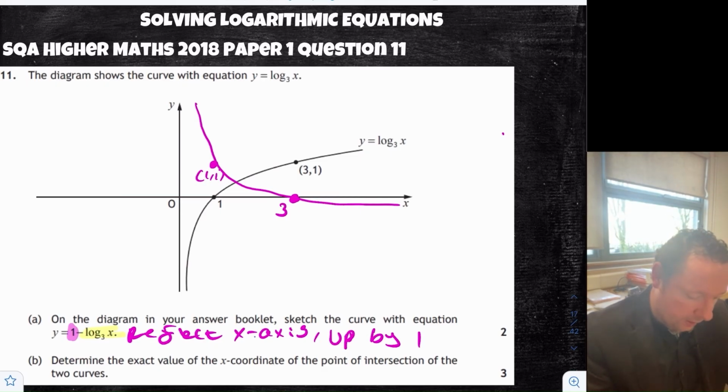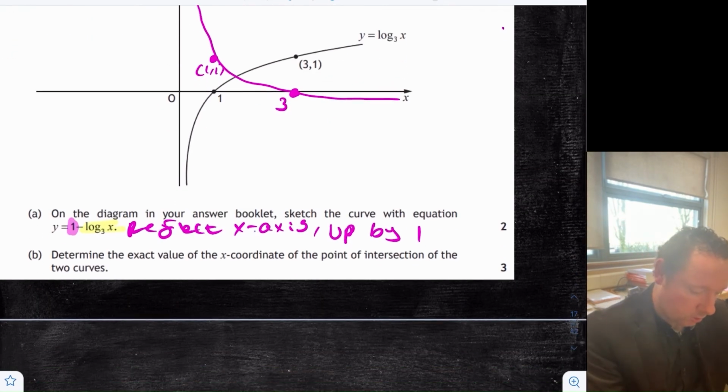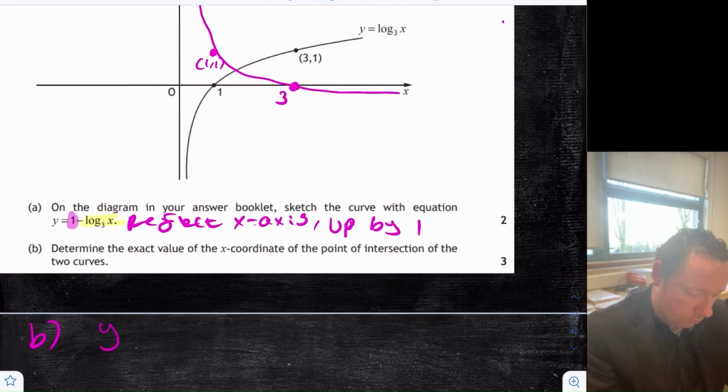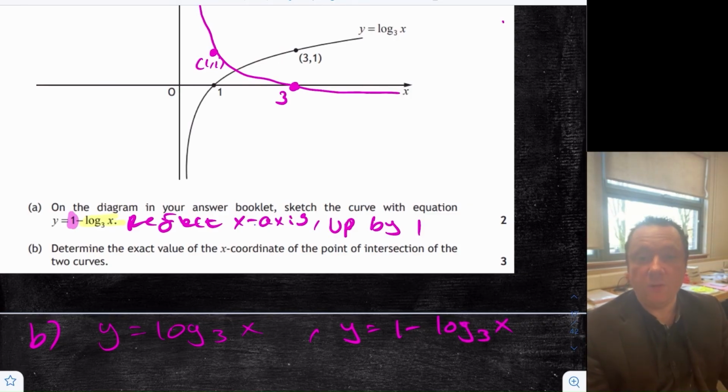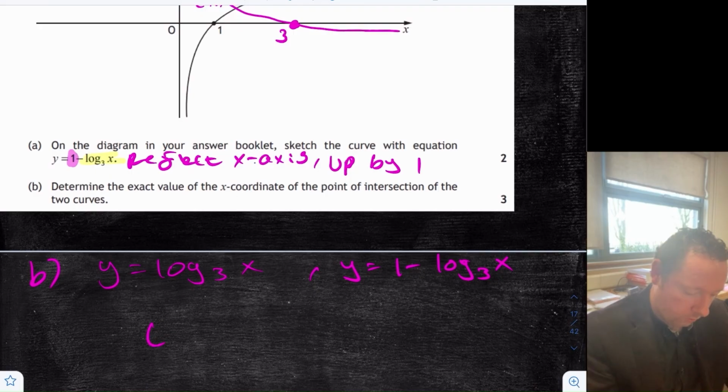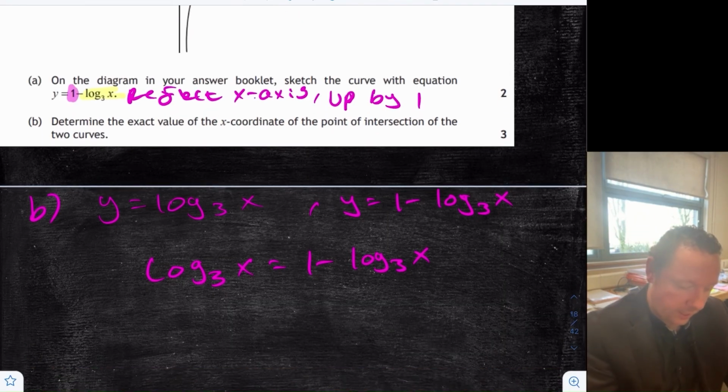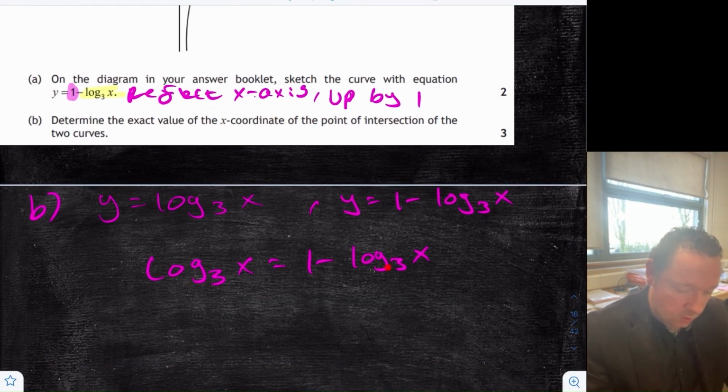Okay, part B, determine the exact value of the point of intersection, simultaneous equations. So for part B, we've got y equals log base 3 of x, but we've also got y equals 1 minus log base 3 of x. So we can say that they are equal to each other and find x. So log 3 of x equals 1 minus log 3 of x. So taking the log 3 of x to the other side, you'll have log 3 of x plus log 3 of x, so 2 of them, 2 log 3 of x equals 1.